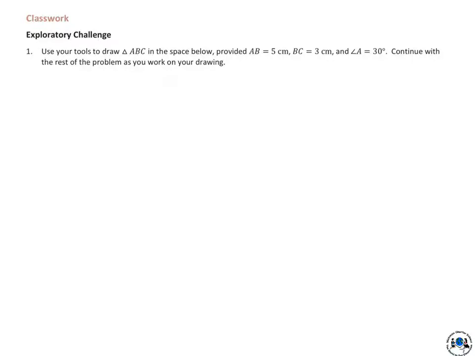Here's our exploratory challenge. Again, getting our tools out. Please get out your tools. Of course, that means protractor, rulers, pencils, whatever else you need to draw the triangle ABC in the space below, provided that AB equals 5 centimeters, BC equals 3 centimeters, and angle A equals 30 degrees. Continue with the rest of the problem as you work on your drawing. There are questions A, B, C, D, E, F, and they all relate to this first part of the exploratory challenge. So go ahead and do that, and come on back, and we'll check it together.